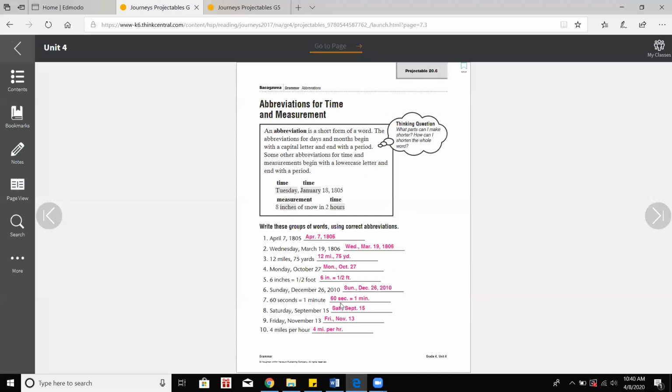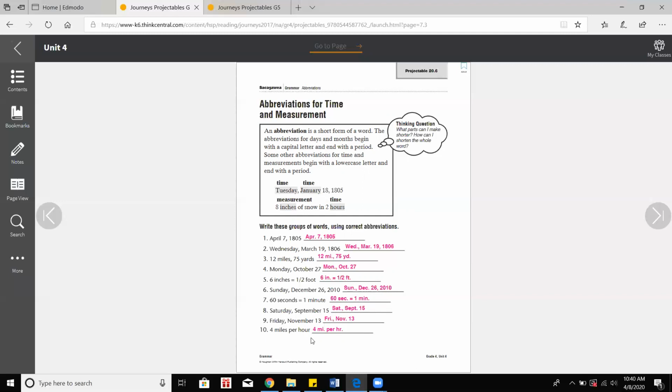Okay, for seconds, again, it doesn't matter if you have second or seconds. It doesn't matter if it's singular or plural. You should have lowercase s, e-c, and then a period. For minute and minutes, okay, you have lowercase m-i-n, period. Saturday, capital S-A-T, period. This is what I was talking about earlier. September, you have to take the first 4 letters, capitalize the first letter, and then end it with a period. Friday is capital F, lowercase r-i, period. November, capital N, lowercase o-v, and then a period.